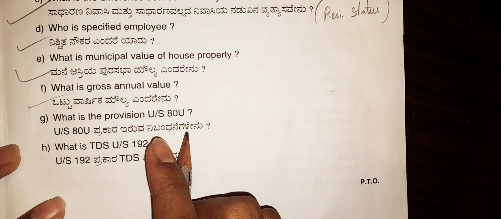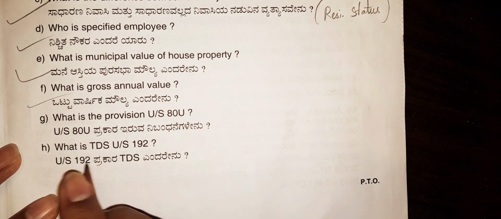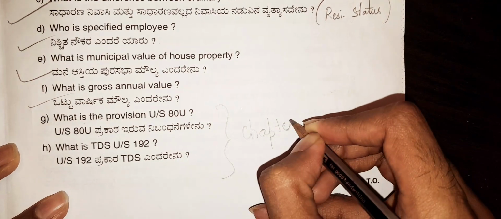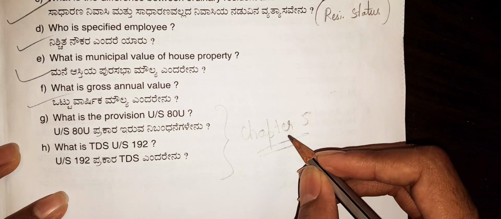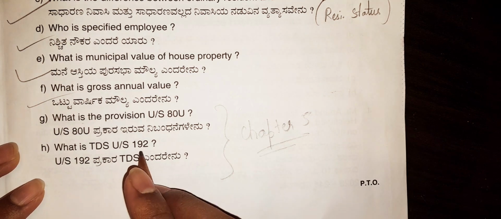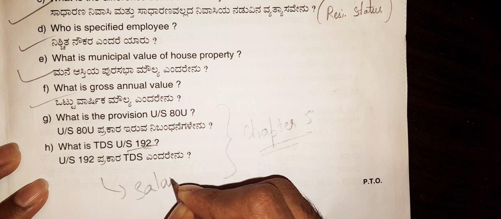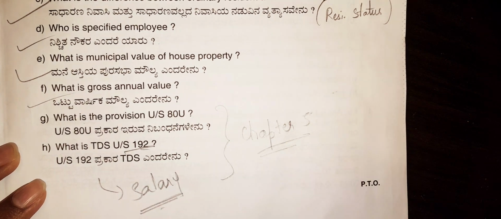Then, what are the provisions under section 80 and what is the TDS? This was from chapter 5, the last chapter, in that question. So TDS under section 192 is basically related to salary. Salary ke sambandha pattirtakanta TDS idu.